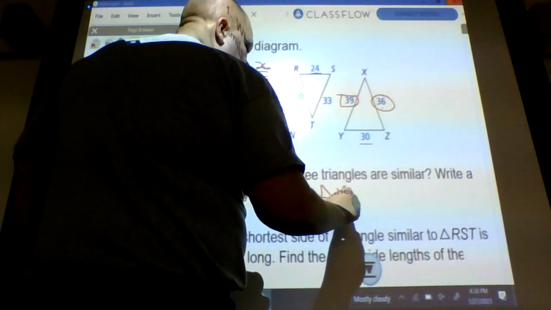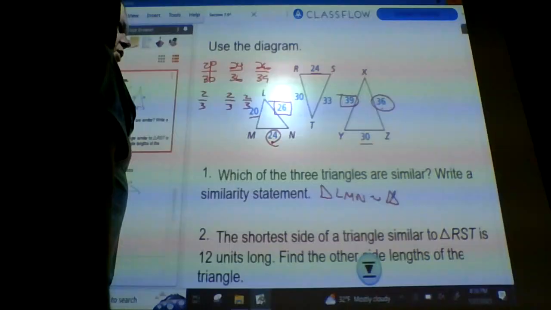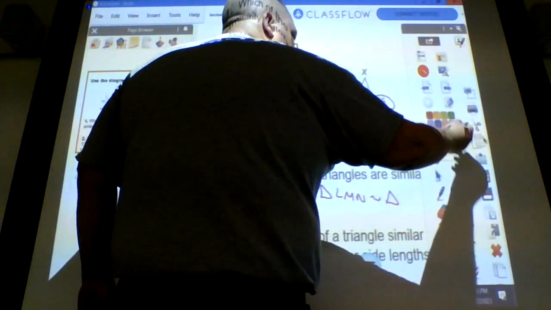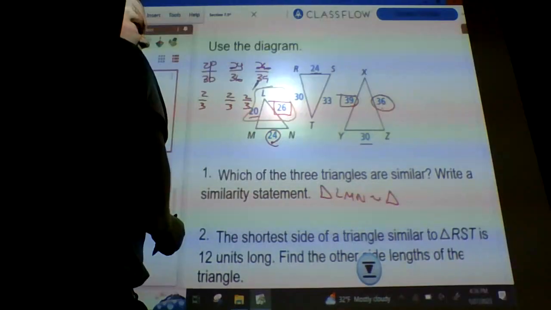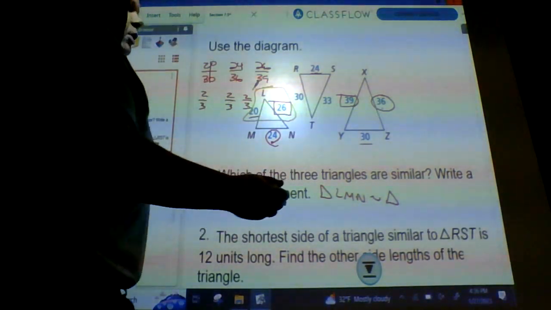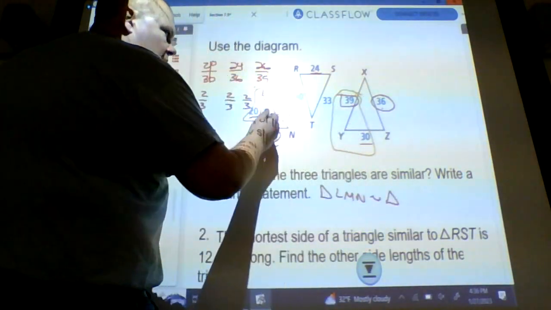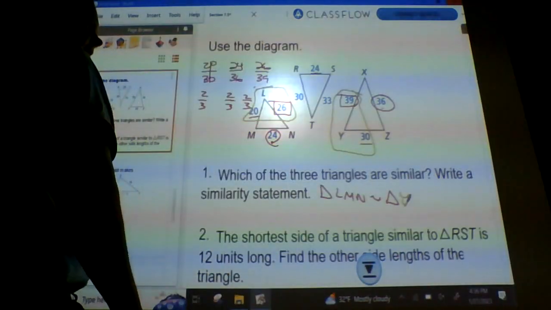So triangle LMN is going to be similar to triangle, and then we've got to start looking at this a little bit. Okay, now L. I'm going to switch to a yellow color. You'll notice that L is between the smallest side and the biggest side. So when I look at this triangle over here, here's my smallest side and my biggest side. Notice that Y is inside of that. So that means that Y is going to be congruent to L.